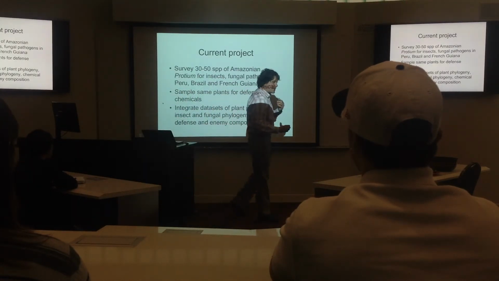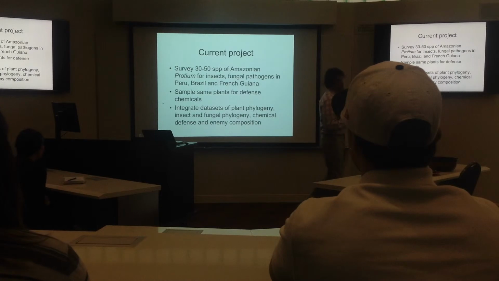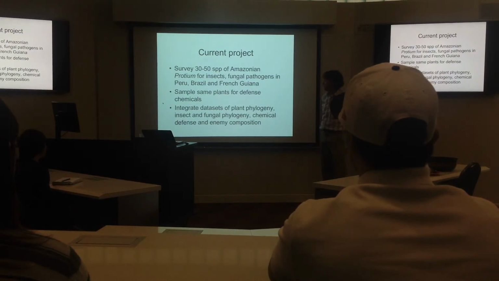And what we're doing now is that same kind of insect survey work and that same kind of chemistry work, but not only on that one species with the 2 morphotypes. We're trying to do it on between 30 and 50 species in this group. And we're also going to be trying to study the fungal pathogens at the same time, because those can kill a lot of plants also.